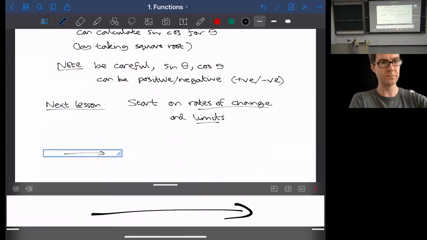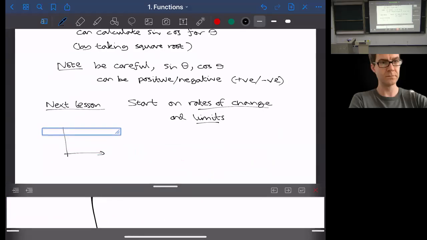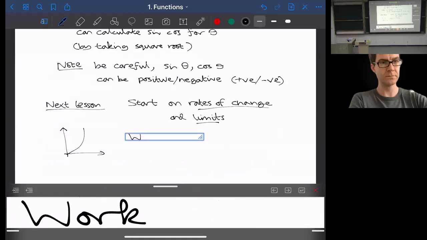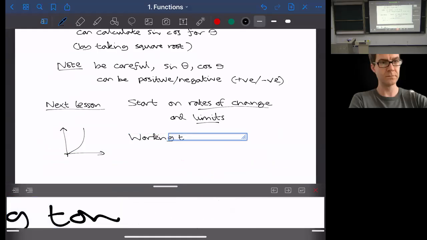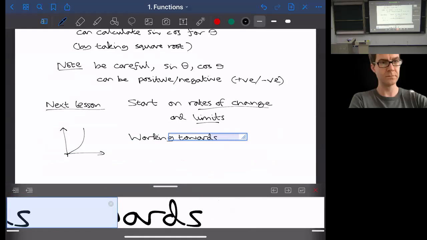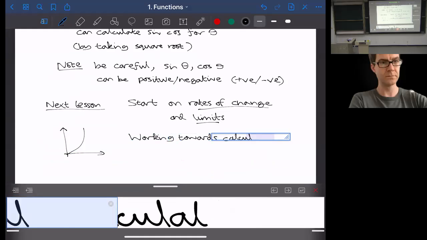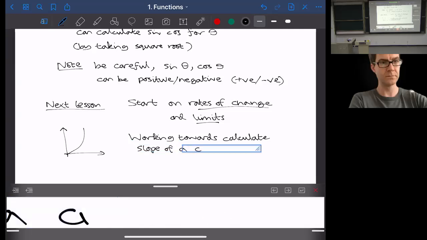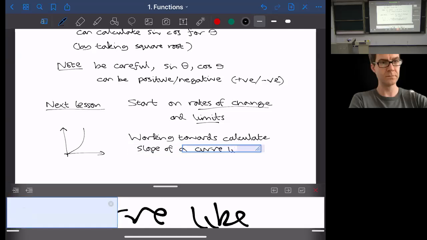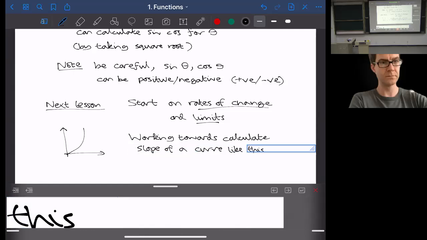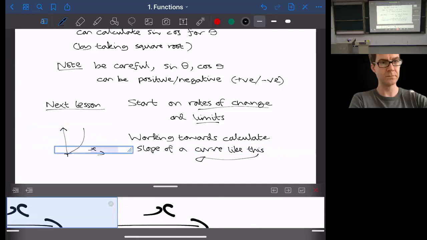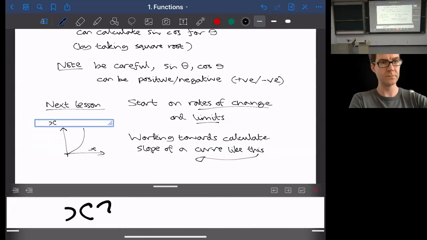So we are still working towards being able to calculate the slope of a curve like this. And all the applications of that.